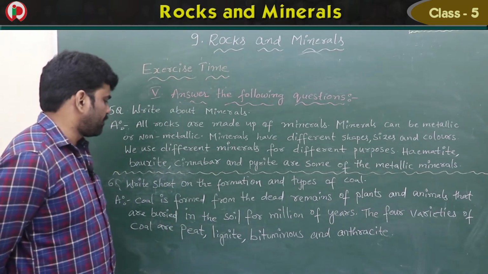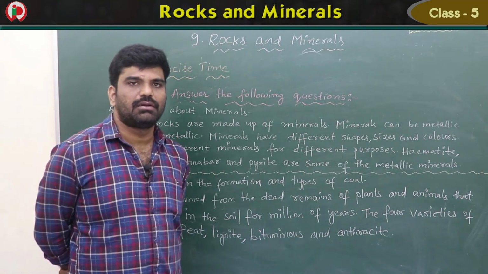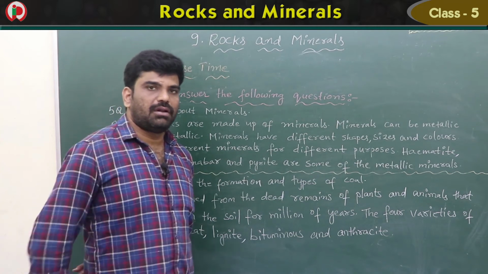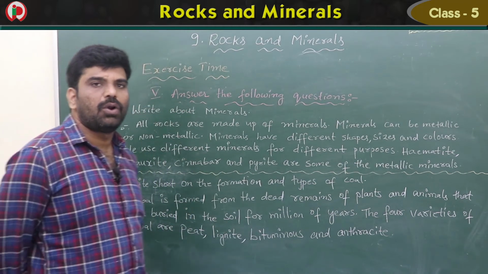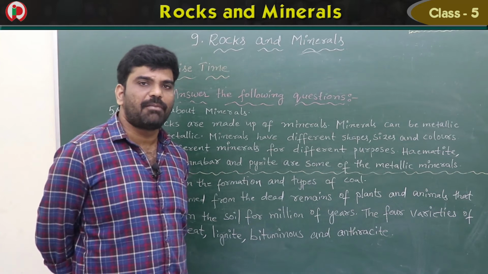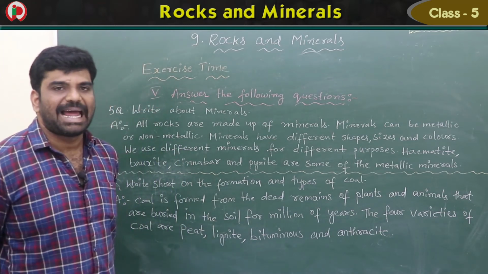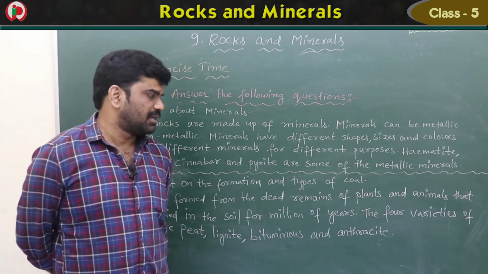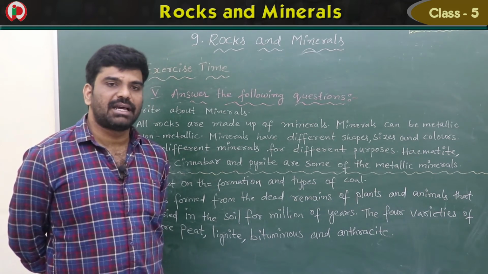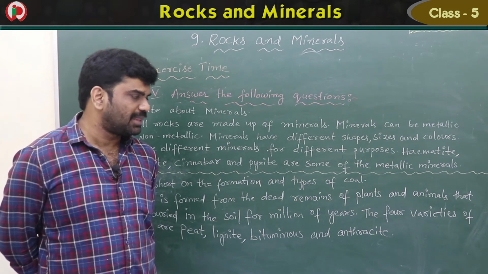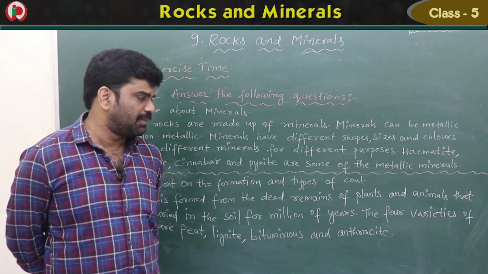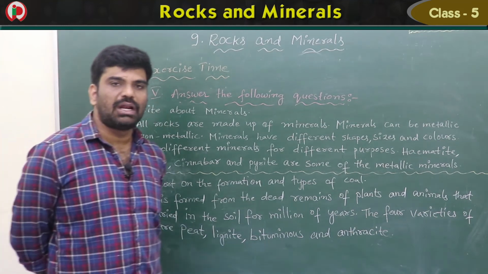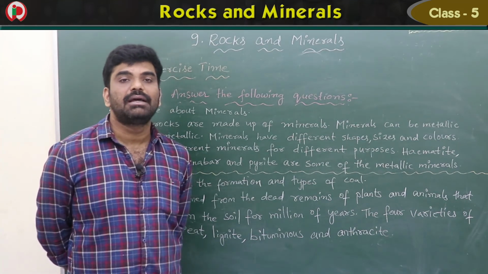Let's go for the sixth question. Write a short note on formation and types of coal. So the question is asking about the formation of coal and what are the types of coal. As you know, coal and petroleum are the fossil fuels that are formed from the dead remains of plants and animals that are buried in the soil for millions of years. Millions of years back, these plants and animals were buried after death, and from the seabed these are extracted. The four varieties of coal are peat coal, lignite coal, bituminous coal and anthracite.